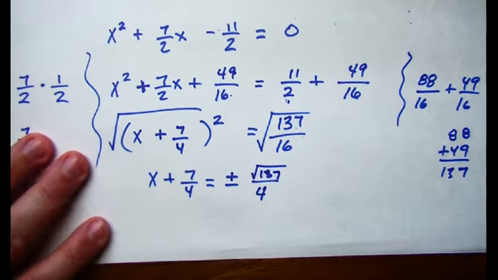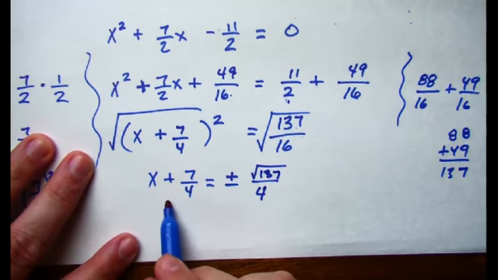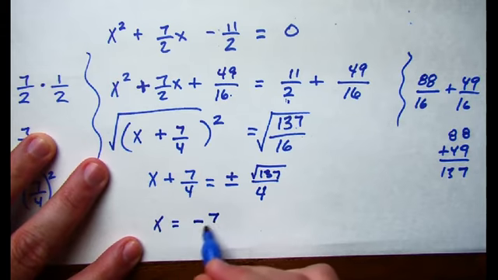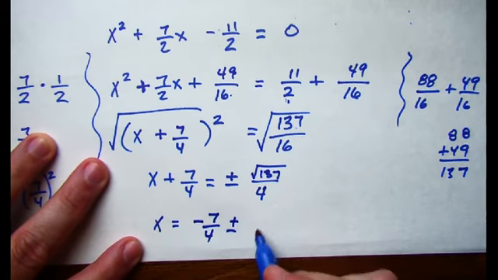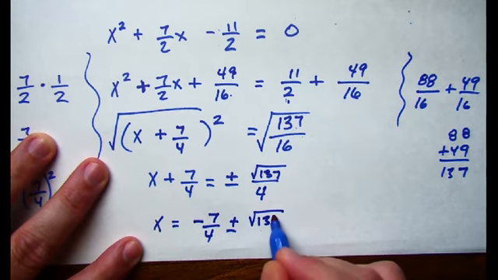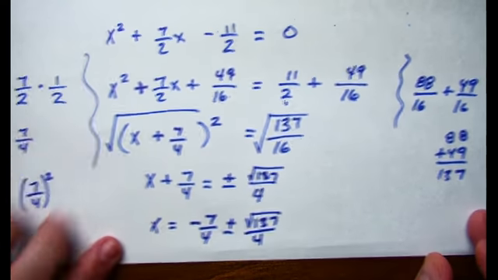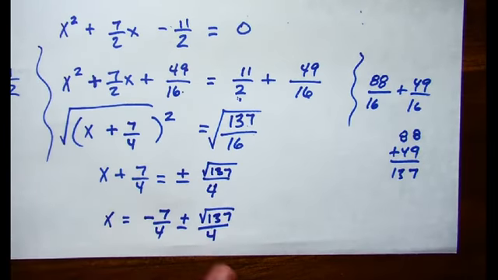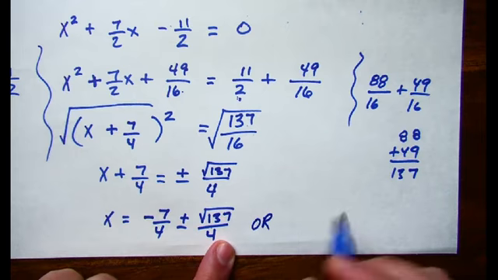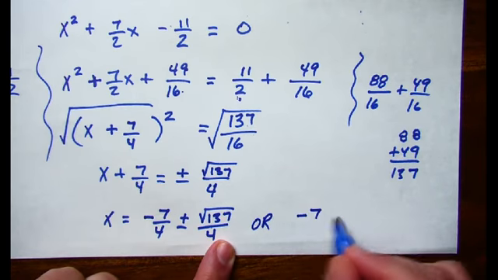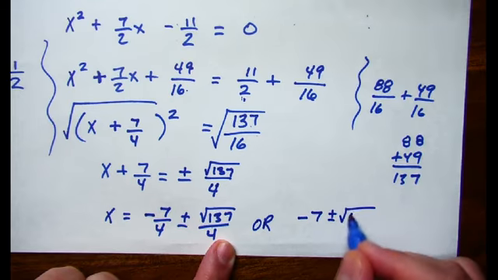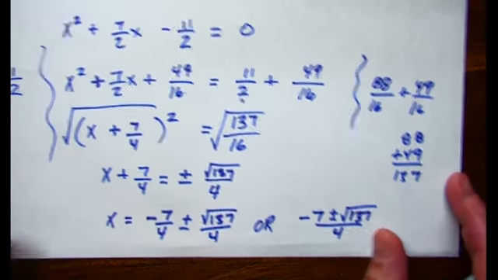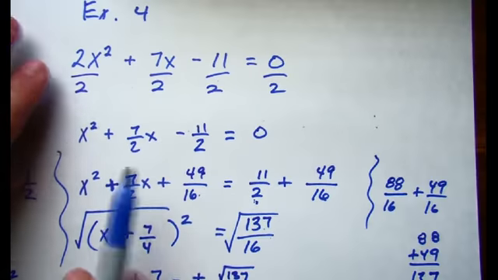And now all we have to do is just transpose this value over. We're going to subtract negative 7 fourths from both sides. So we get negative 7 fourths plus or minus the square root of 137 over 4. And of course, just like the example 3 here, when we get to this point, if we want to, we can write all of this over 4 as a common denominator. So here's an example there of where you have a leading coefficient that we had to get rid of.